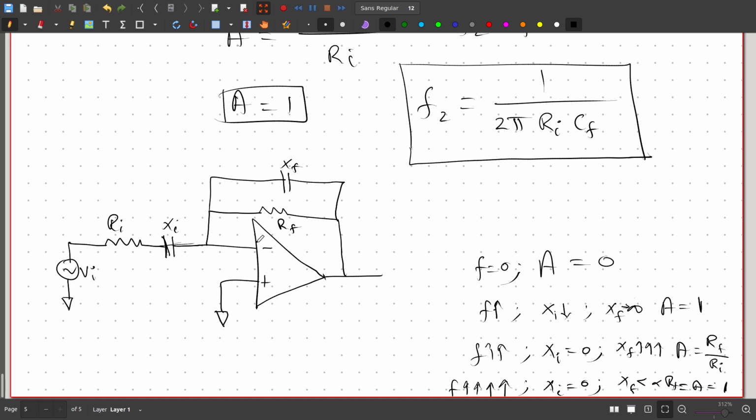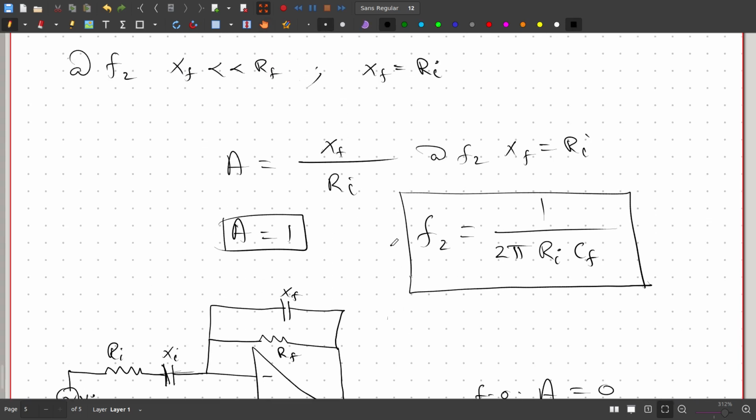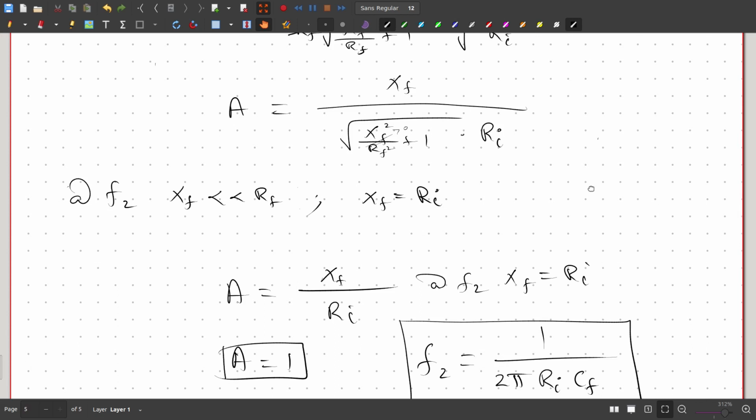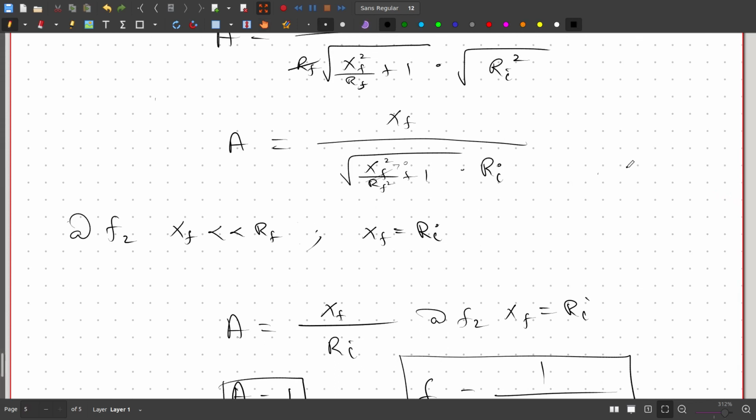So with this we conclude the differentiators. I think this is enough for differentiators. In the next video I will talk about op-amp comparators.